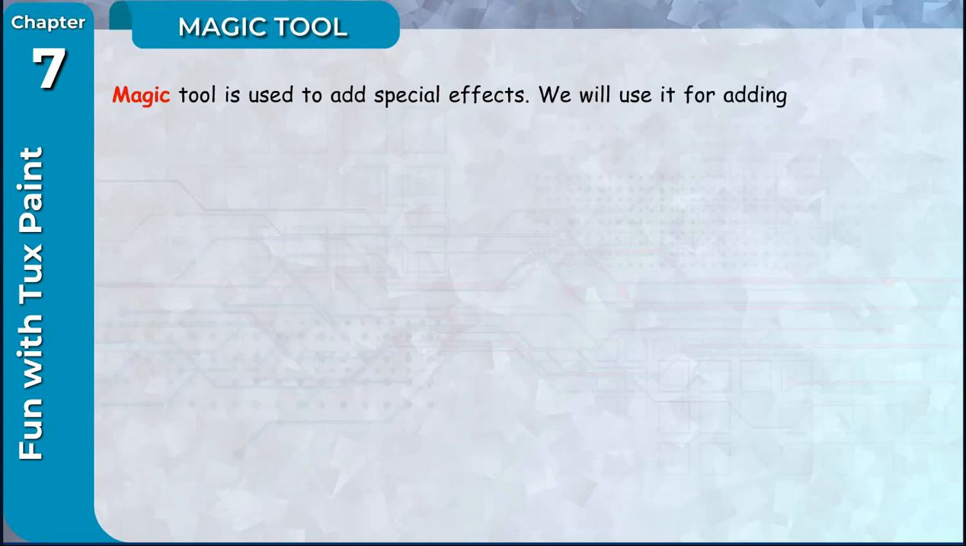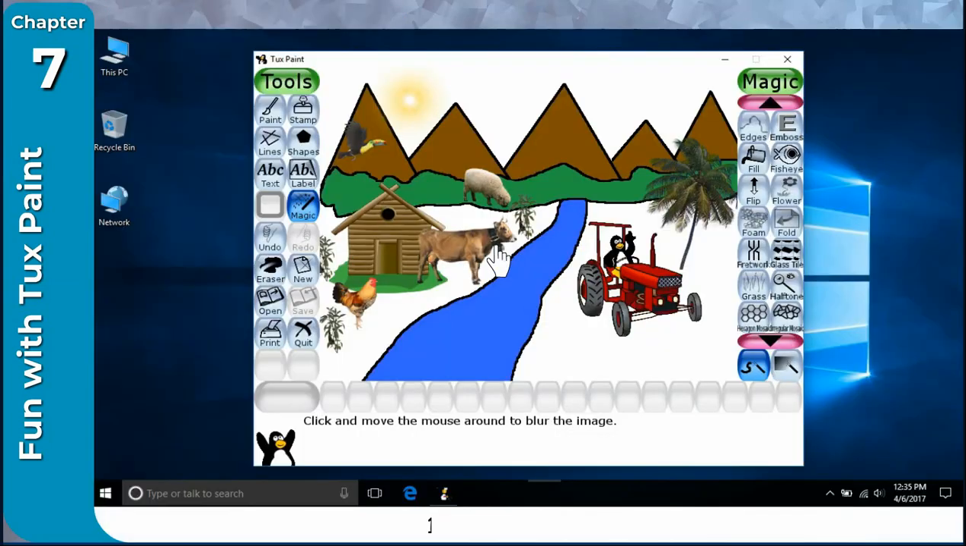Magic tool. Magic tool is used to add special effects. We will use it for adding special effects like grass, flowers, etc. in the scenery. Click on Magic tool. A list of magic tools will appear in the selector.